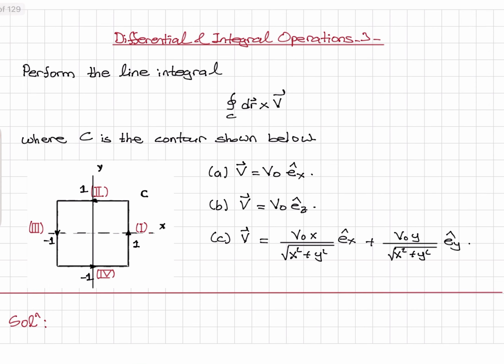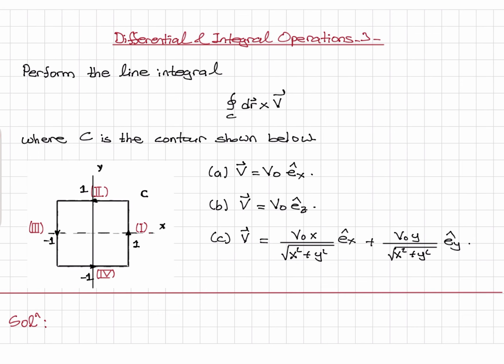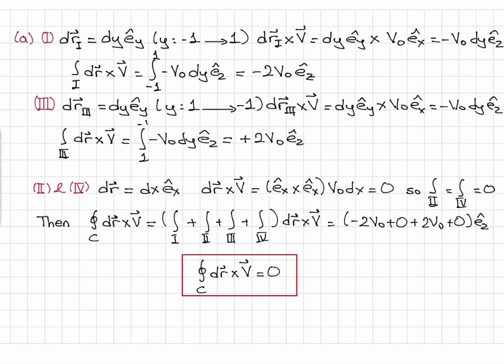So we were asked to perform the closed path line integral dr cross V in part A for the V vector being V0 Ex hat. In segments 2 and 4, since I'm moving on the x-axis, my dr vector is dx Ex hat and Ex hat cross Ex hat is 0, so 2 and 4 give no contributions. Segments 1 and 3 give contributions in opposite directions as dy Ey hat cross V0 Ex hat. One gives minus 2V0, the other gives plus 2V0 Ez hat, so the summation is 0. Therefore, the closed path line integral dr cross V for part A is 0.